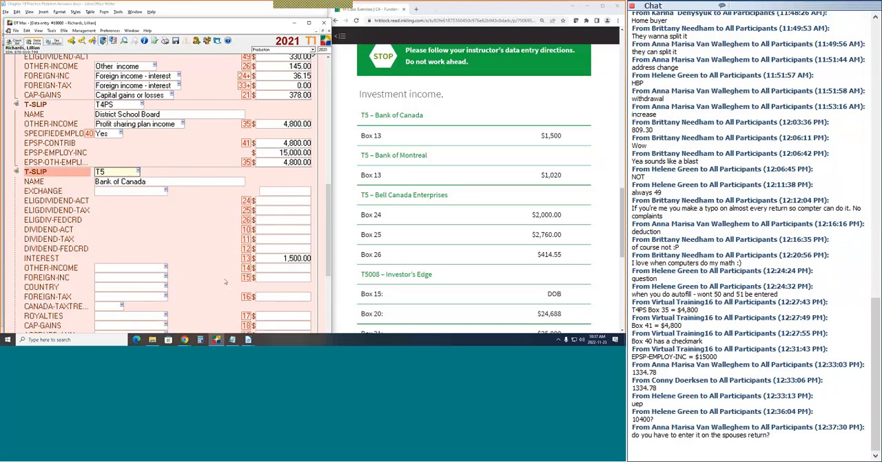It's all her money. Once you have done it, Marie said you have to enter in the spouse's return. If it is joined, then the computer will do it for you. If it's not joined, so for some reason the spouse is doing their own return separately and we don't have both of them connected, then yes, they have to enter it on their own return.